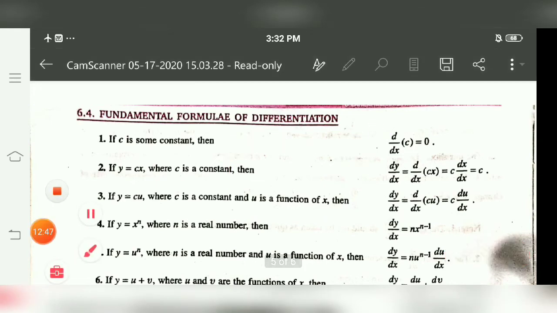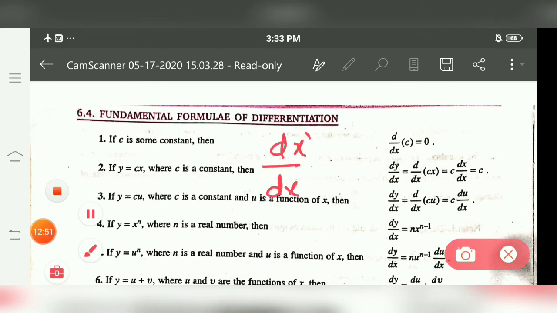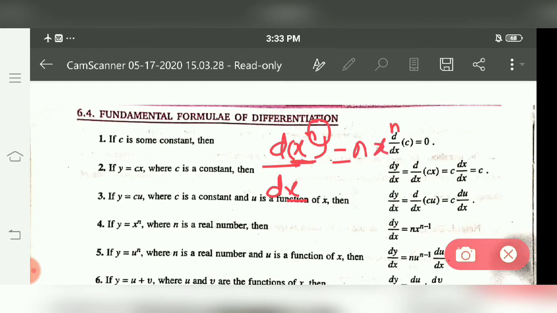There's another formula. If we have the derivative of x raised to power n with respect to x, then its formula is what? We have to take the power outside and reduce the power by 1, x to the n minus 1. Then again we have the derivative of the base. This is x raised to power n. This is the base. This is the power.